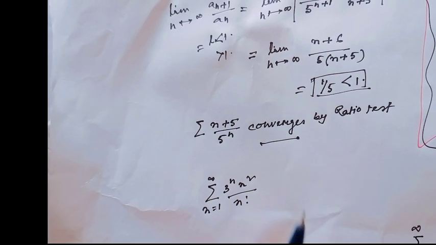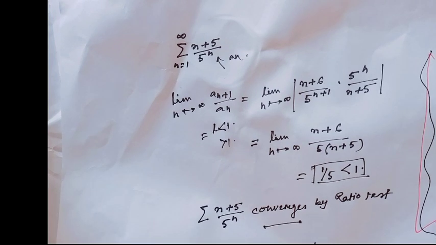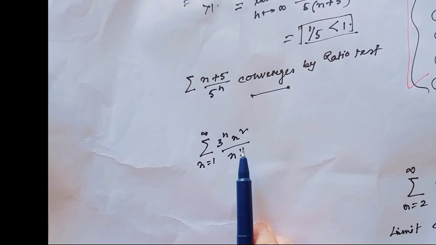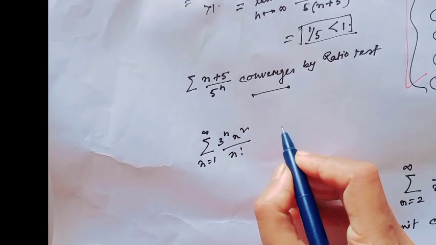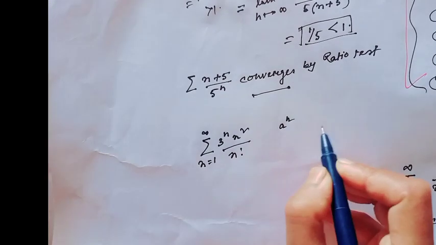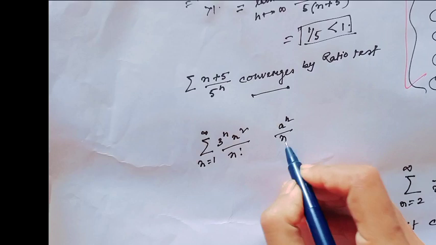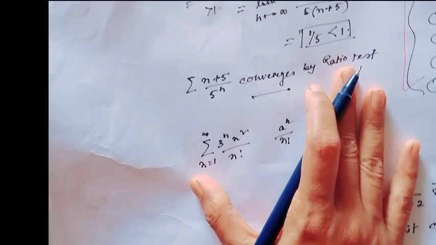Our second example of the ratio test is this. Notice in which series we can apply the ratio test. This is a big matter here. This type of series, a to the power n, power of a, factorial, we can apply the ratio test.